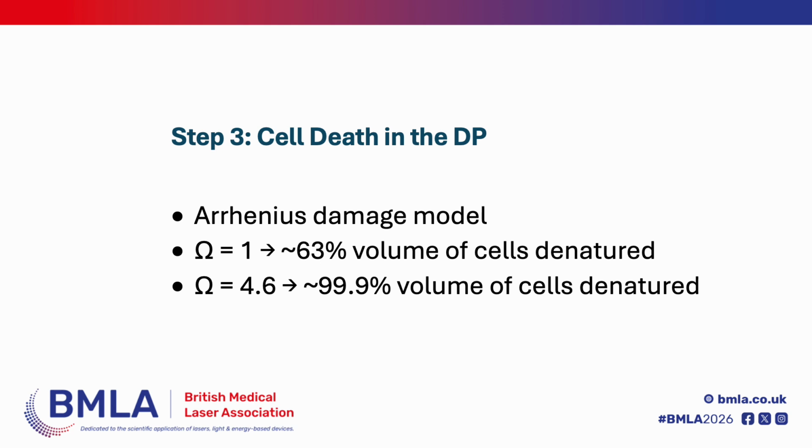I prefer to use an omega of 4.6 because that is equivalent to 99.9% of the volume of the cells denatured. And I specifically chose that omega 4.6 at the base of the dermal papilla, not at the top, because you've got a little bit of a distance there to consider too. So if we can achieve omega equals 4.6 at the base of the papilla, then we can say with great certainty that those cells are fully denatured irreversibly, and that follicle is then dead.